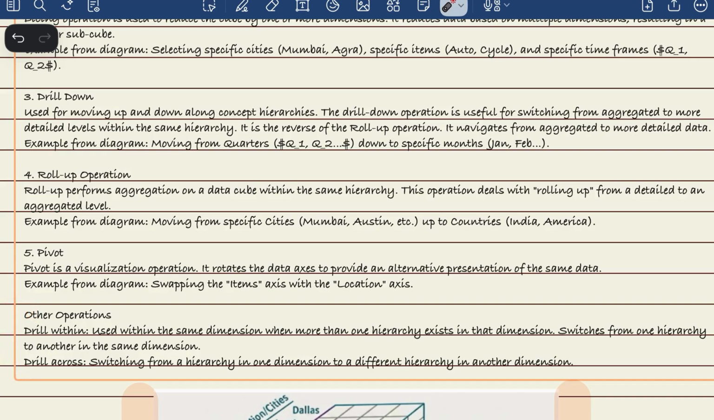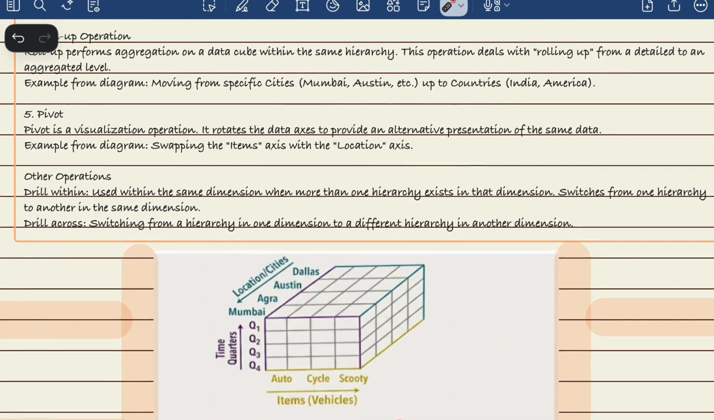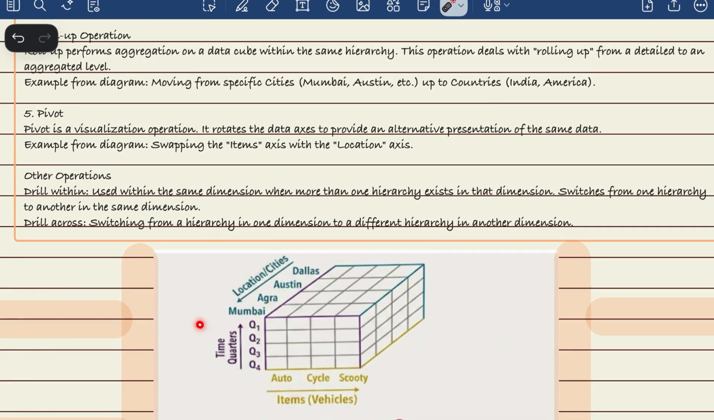Then there are a few other operations like drill within. It is used within the same dimension, when there is more than one hierarchy existing and you want to switch from one hierarchy to another. And similarly, there is drill across, in which you are switching the hierarchy but from one dimension to another dimension. You can see there is one dimension city, another is time. So when you are switching among these, it is drill across. And for example, in the dimension there is quarter, and then in quarter you have monthly as well.